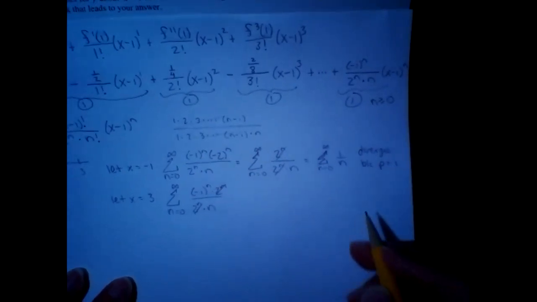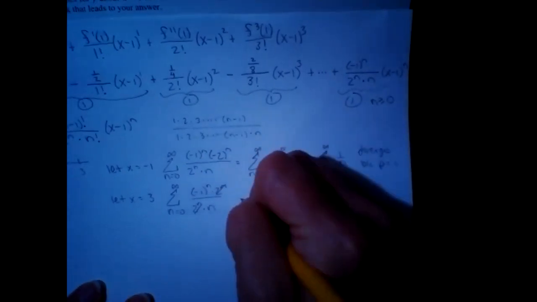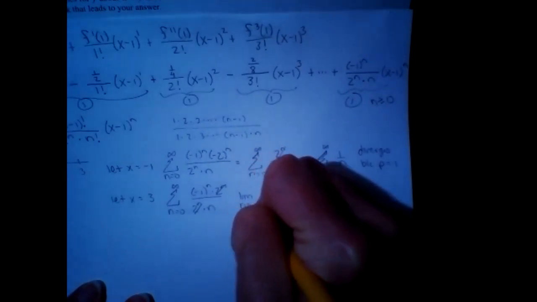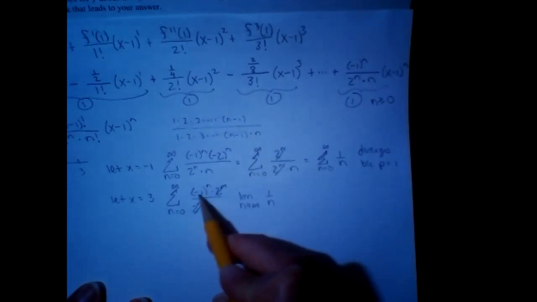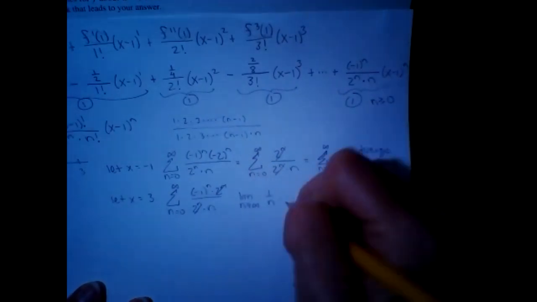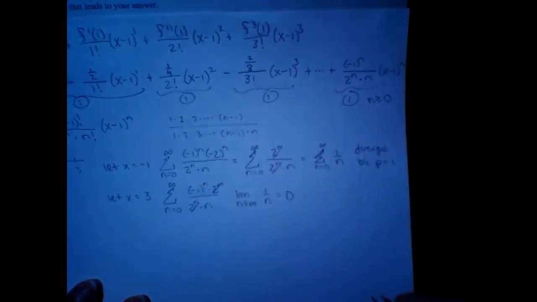So that's an alternating series. So our alternating series test, we're going to do the limit as n goes to infinity of 1 over n. You leave out the alternating part, just the 1 over n. That has to go to 0, which it does.